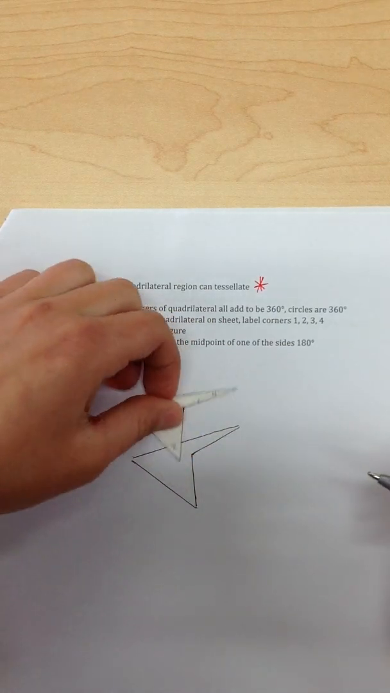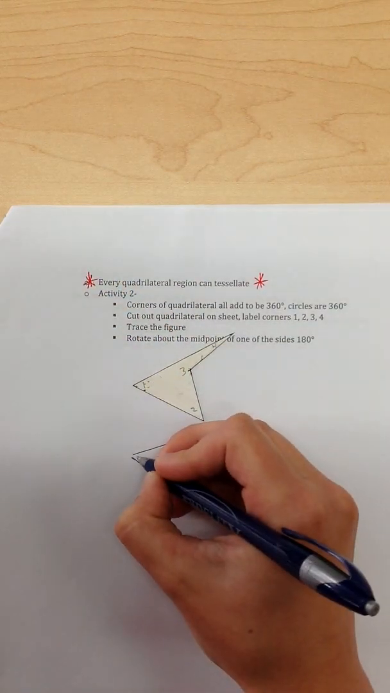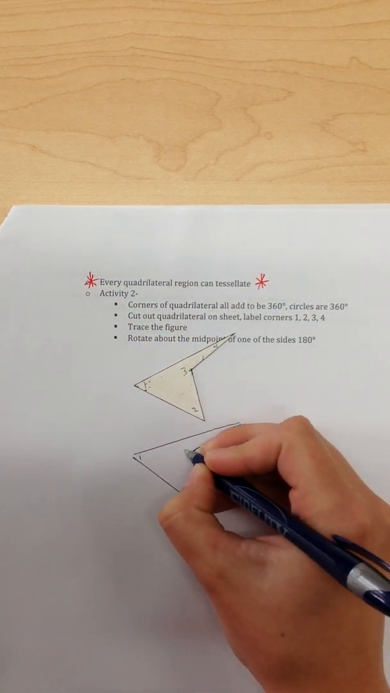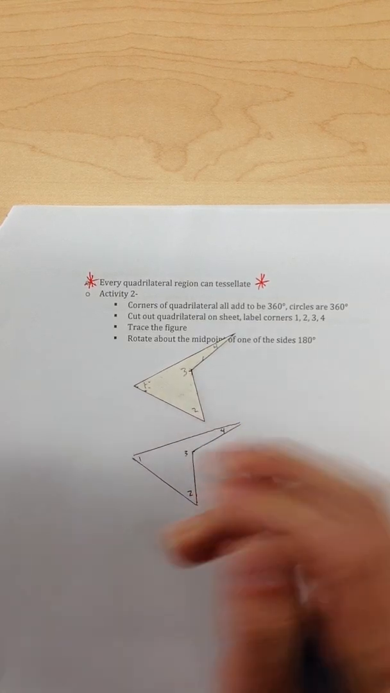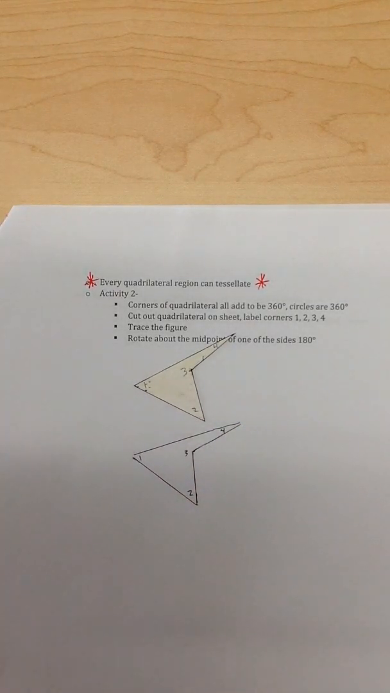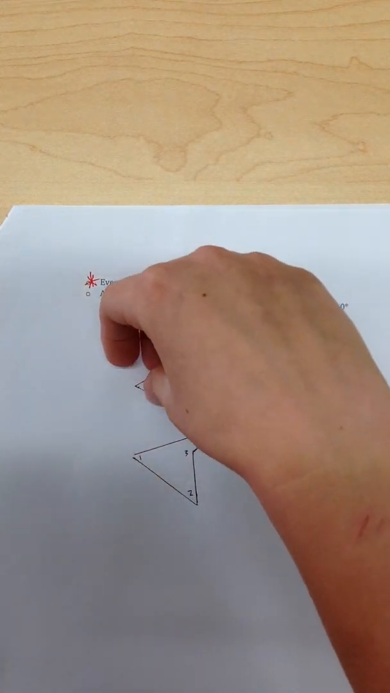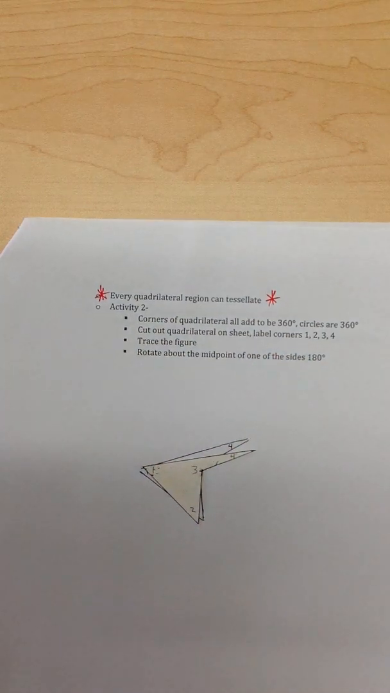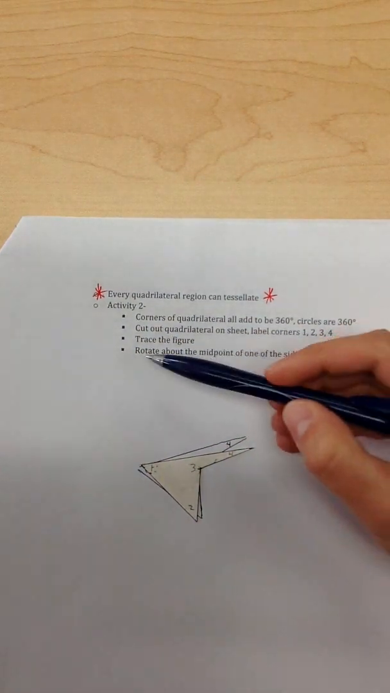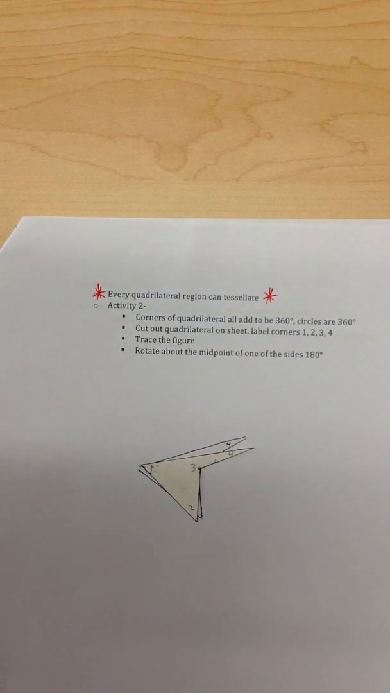Okay, and then once you get it traced, again, we want to label those little numbers in there. So 1, 2, 3, and 4. And how this one works is basically you can do a whole lot of things with this. You could do where we kind of rotate off of one of the sides again. So like say we want to take... it does say, rotate about the midpoint of one of the sides 180 degrees.